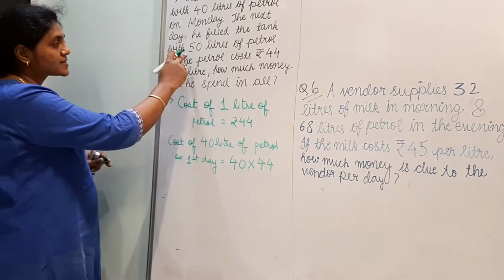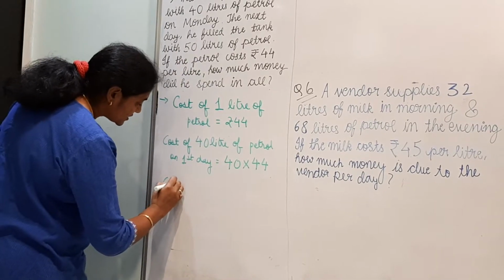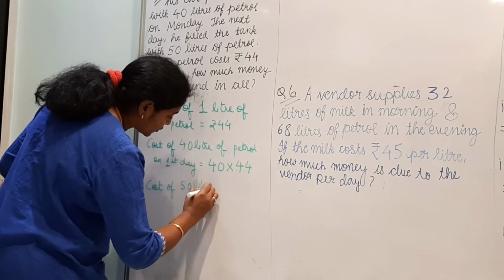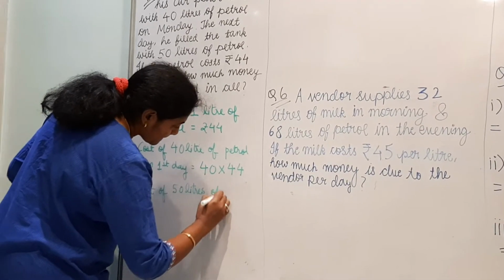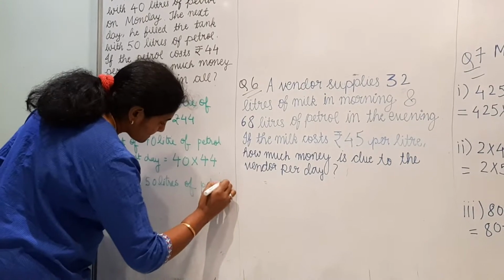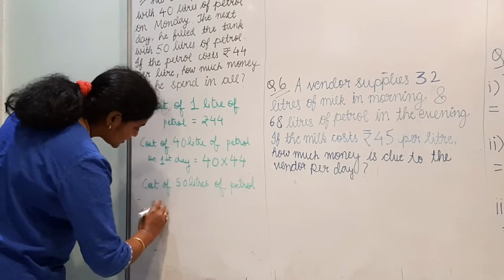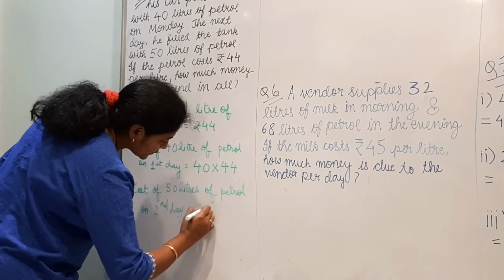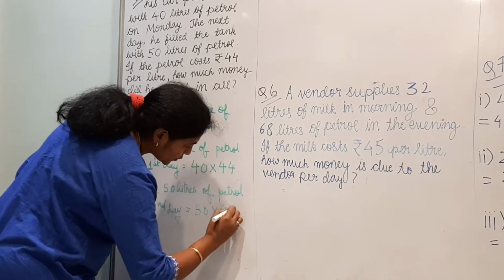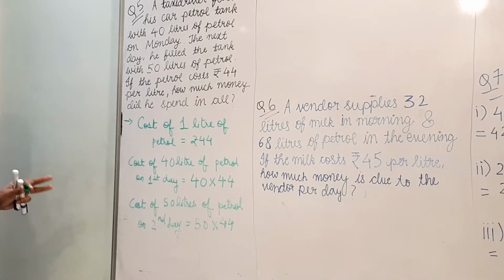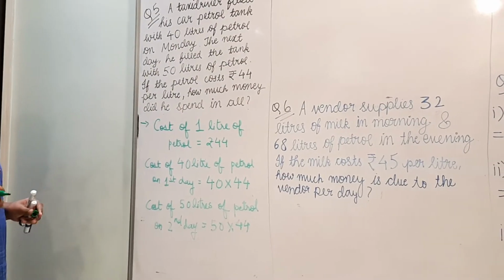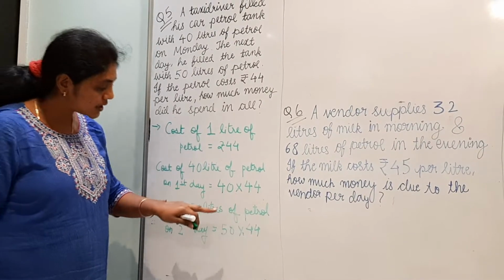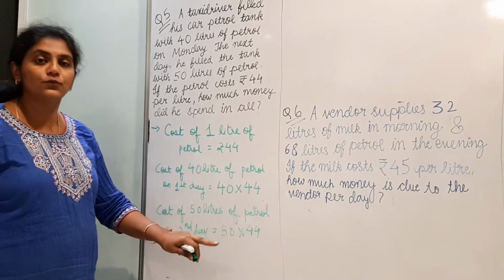Now similarly, on the second day it was 50. So the cost of 50 liters of petrol on the second day will be 50 into 44. Keep it as it is. Now we will find the total cost. Total cost is 40 into 44 plus 50 into 44.